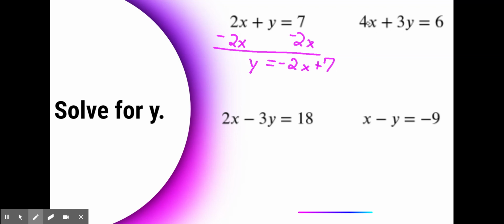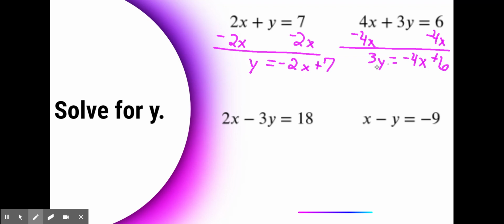Okay, let's look at this one. 4x plus 3y equals 6. My goal is to solve for y. I'm trying to isolate y. So I need to get rid of this positive 4x first. So I'm going to subtract 4x from both sides. I'm going to bring down my 3y because 4x minus 4x is 0 equals, these are not like terms. I can't combine 6 and negative 4x. I want you to write the negative 4x first, and I want you to write the positive 6 last.